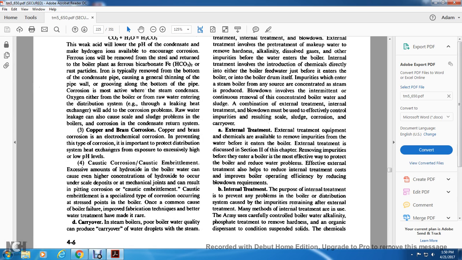Three, copper and brass corrosion. Copper and brass corrosion is electrochemical corrosion. To prevent this type of corrosion, it is important to protect the distribution system and heat exchangers from exposure to excessively high or low pH levels. Four, caustic corrosion, caustic embrittlement.